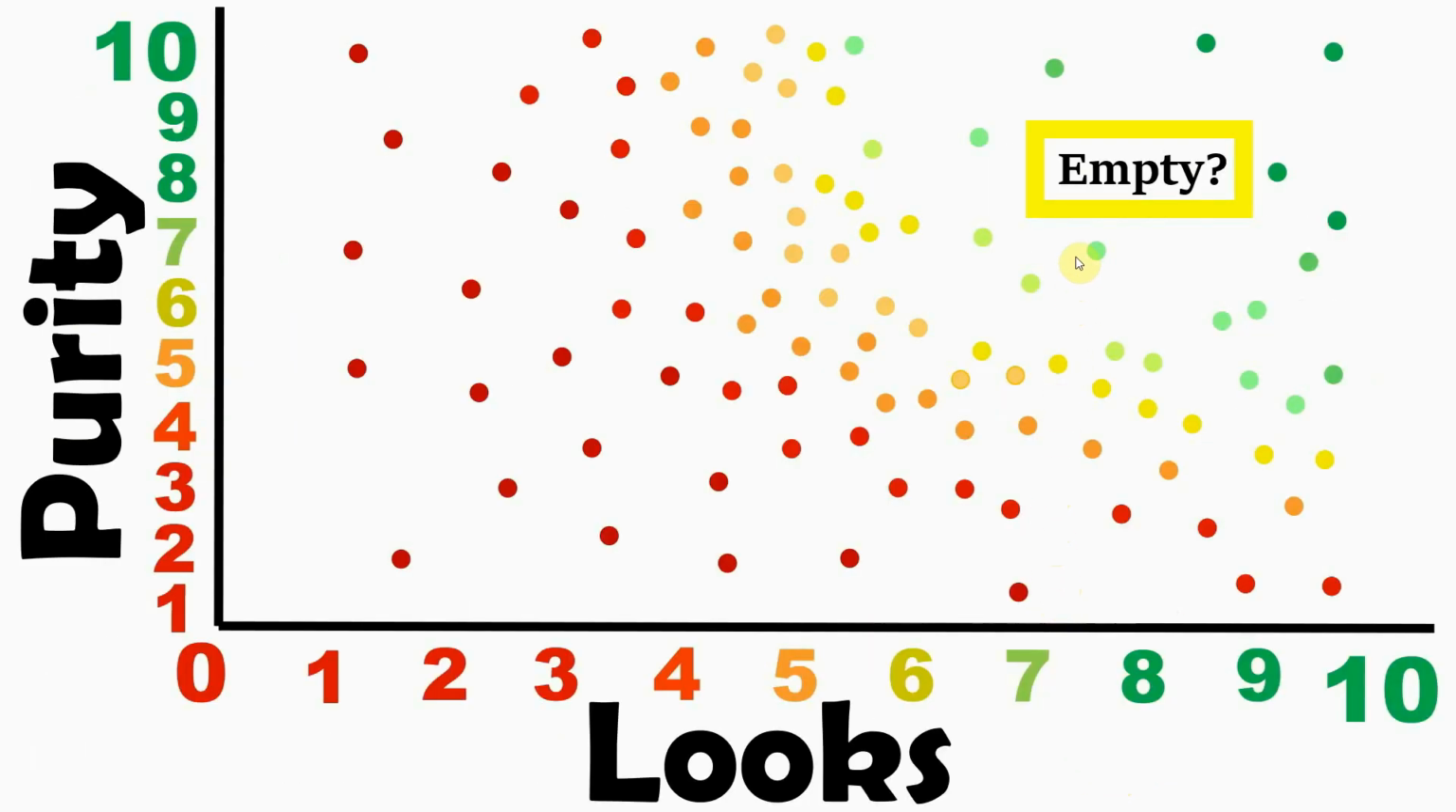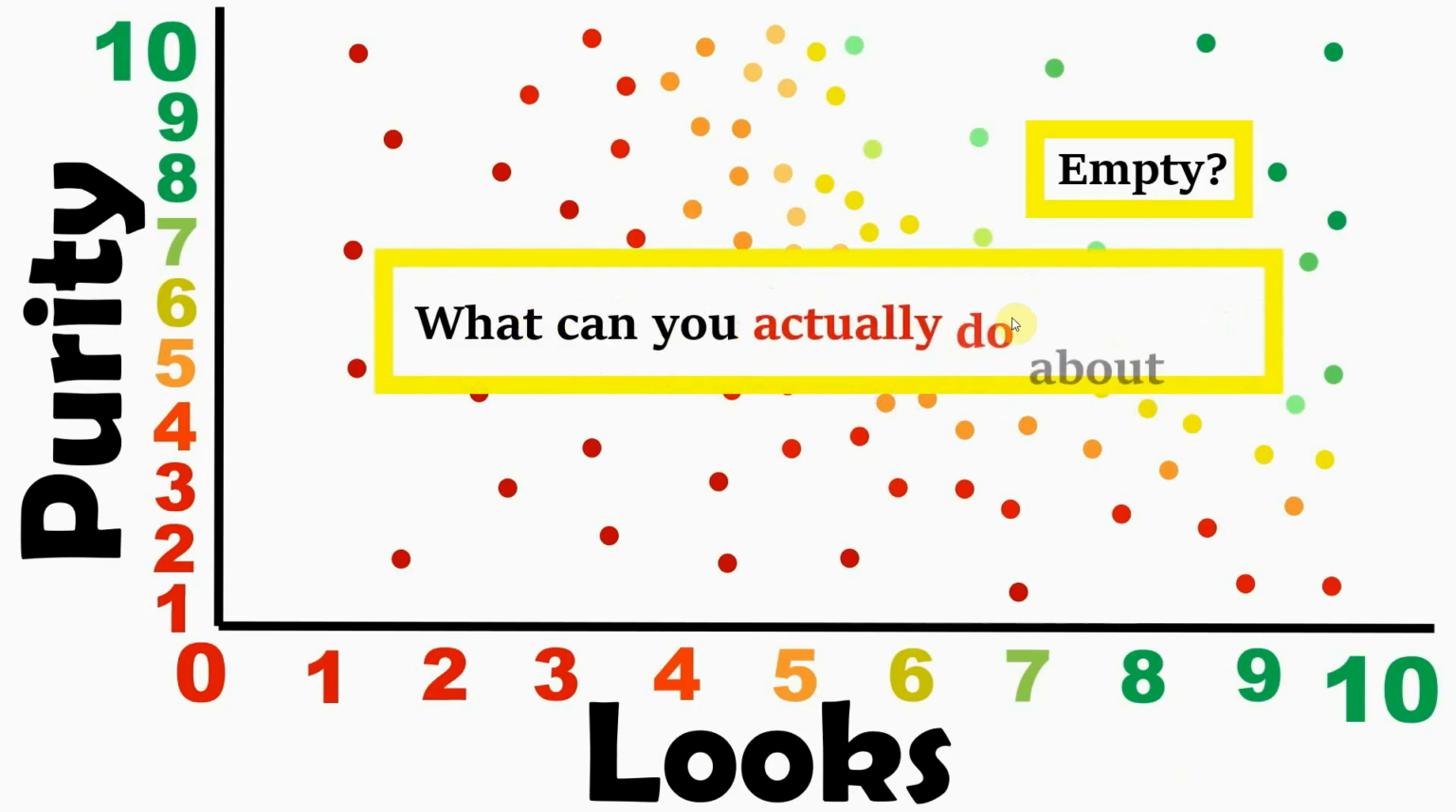Anyway, so far we've spoken a lot about selection bias and how it makes the dating market worse. But what can you actually do about it?